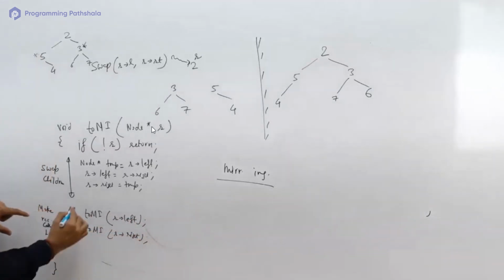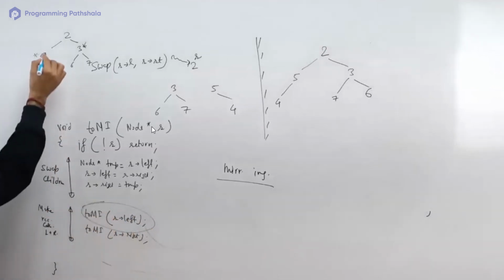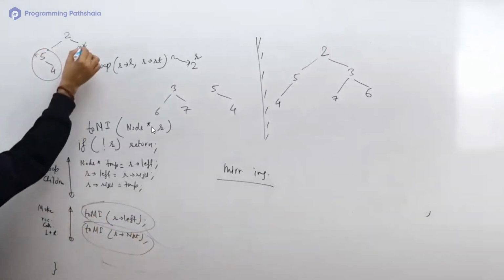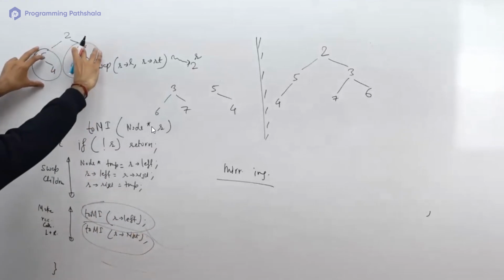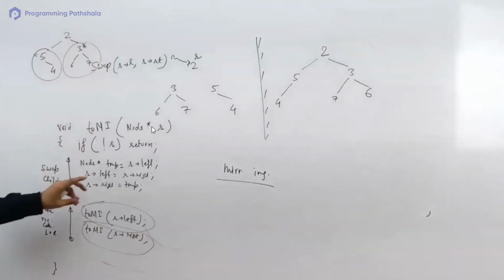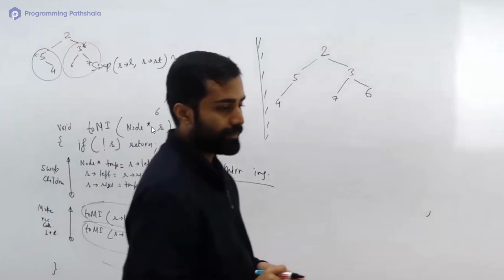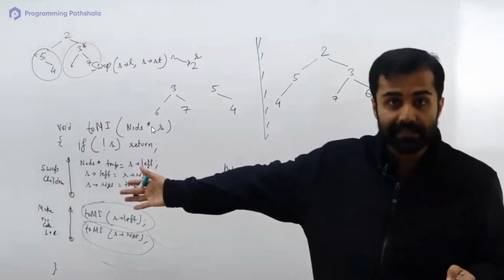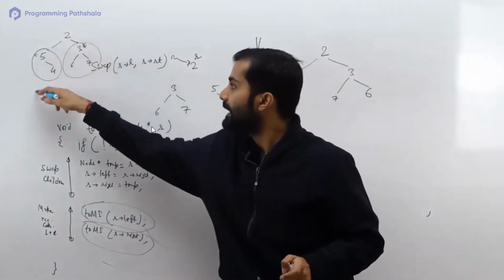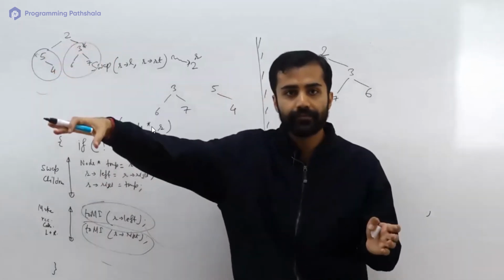The responsibility of this call is to convert this into mirror image. The responsibility of this call is to convert this into mirror image. These calls will not tamper with whatever you have done above, right? They'll just do their job and everything will be done. So again, classic case of do something at the root and then delegate the calls for left and right.